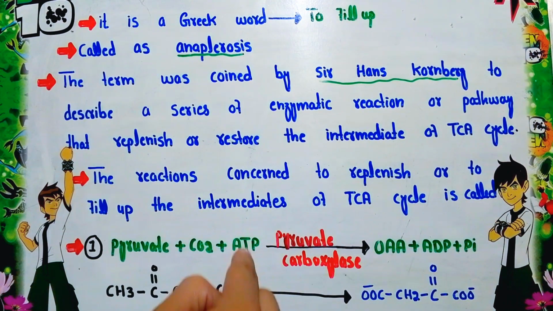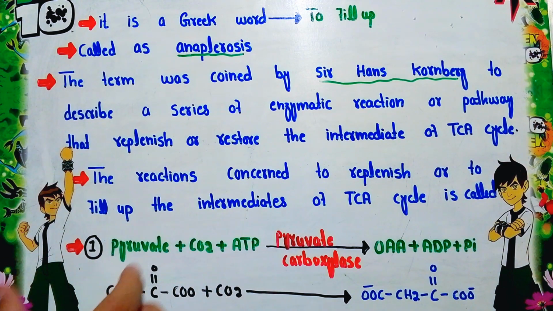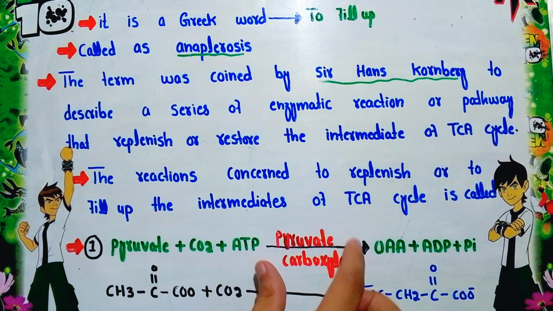So here one ATP is utilized. You can see here the structure of this pyruvate. This is the structure of the pyruvate, and this is the carbon dioxide. This carbon dioxide will combine with this pyruvate with the help of the pyruvate carboxylase enzyme, and as a result we will get oxaloacetate, the main intermediate of the TCA cycle. So this is the first anaplerotic reaction of the TCA cycle.